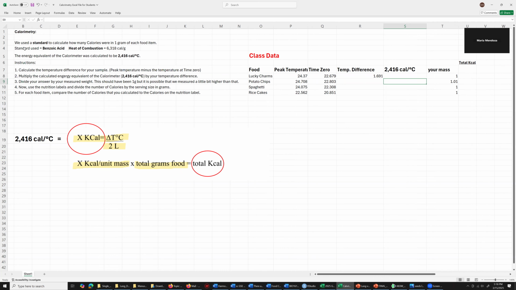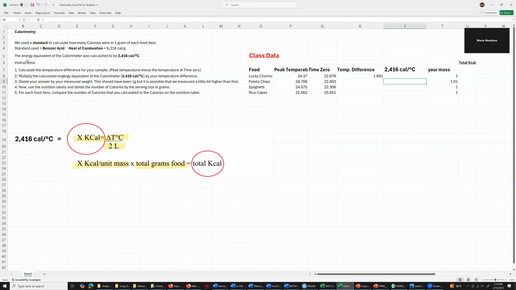So the standard that we used, we actually did this before you guys came in. It's called benzoic acid and it comes in a pill. And then we know that the heat of combustion for benzoic acid is 6,318 calories per gram. That's why we can use it as a standard because we already know.